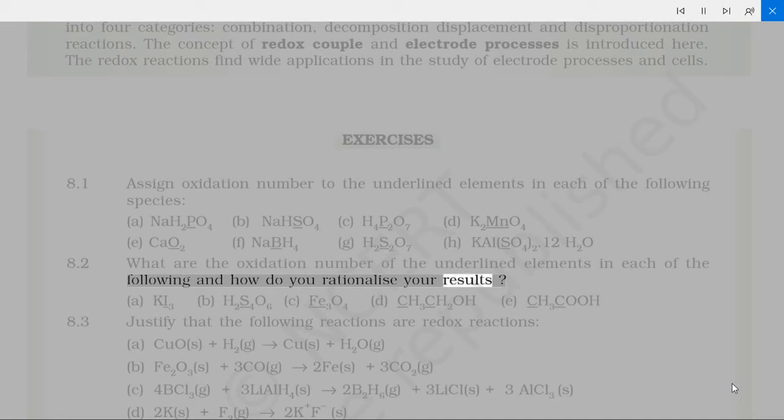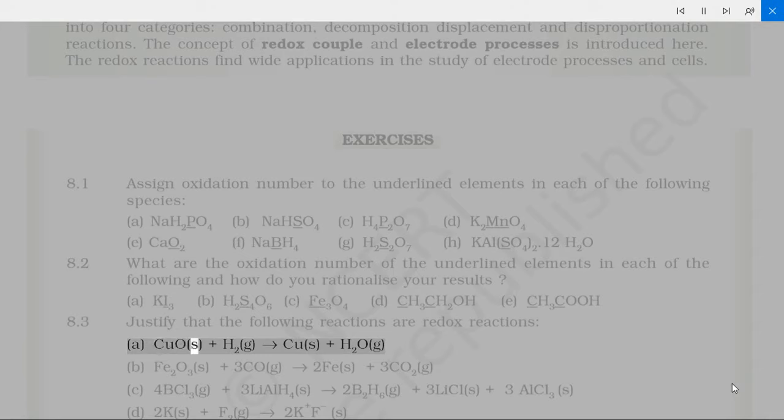8.2 What are the oxidation numbers of the underlined elements in each of the following and how do you rationalize your results? A, KI3; B, H2S4O6; C, Fe3O4; D, CH3CH2O; E, CH3COO. 8.3 Justify that the following reactions are redox reactions.